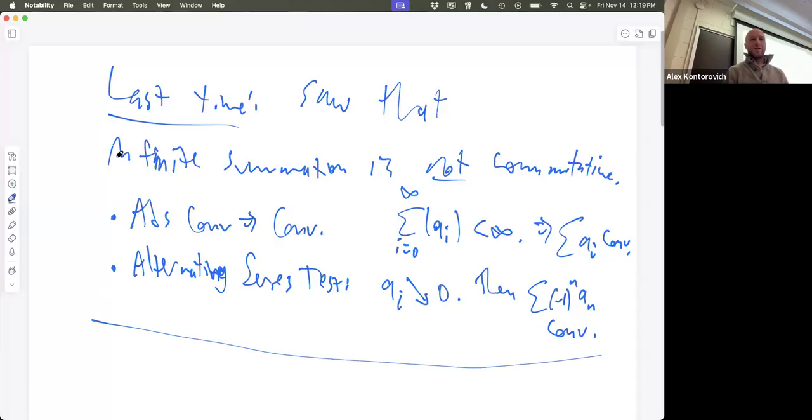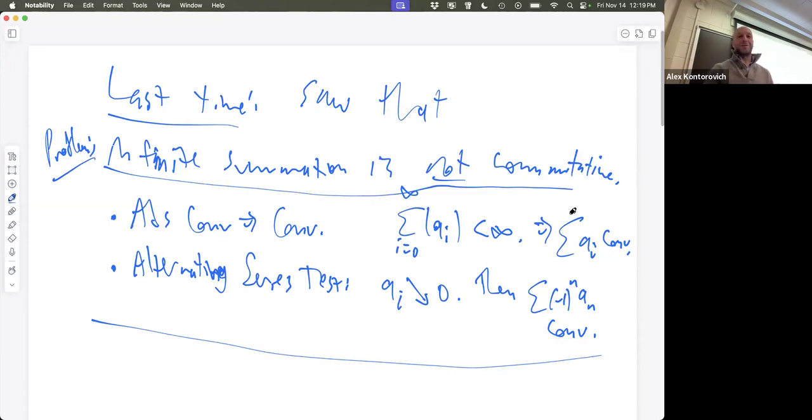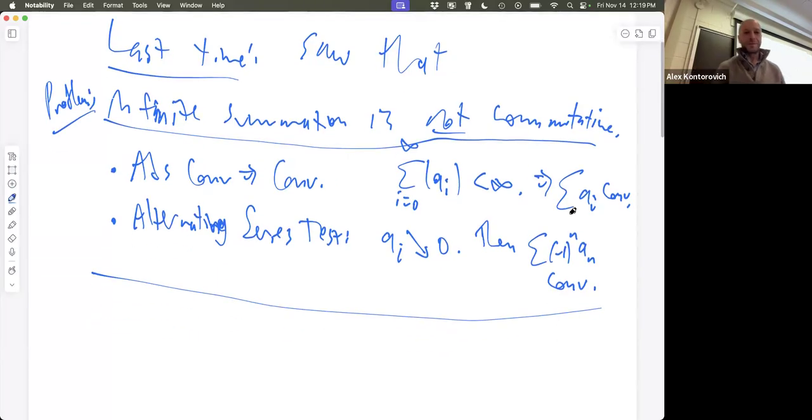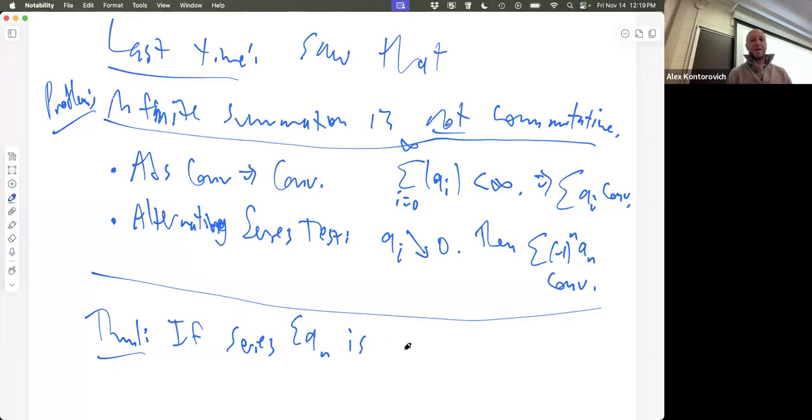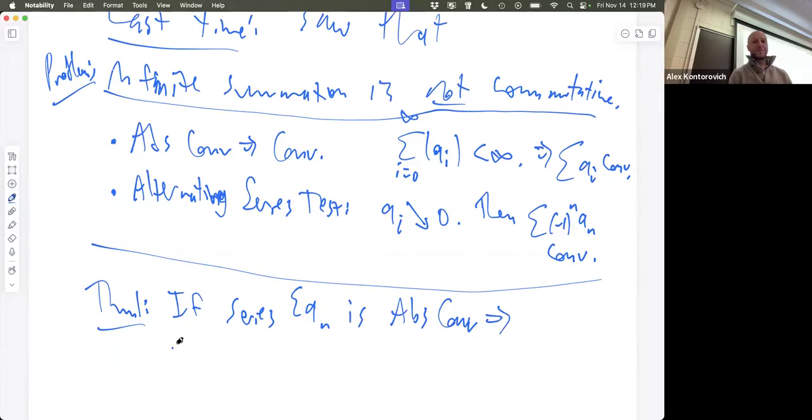So this is the main question. This is one of those rare moments in mathematics or life where we're going to get a complete, clear, and beautiful answer to the question of when infinite summation is commutative. So I have two theorems for you today. Theorem one: if a series, summation a_n, is absolutely convergent, then infinite summation is commutative.